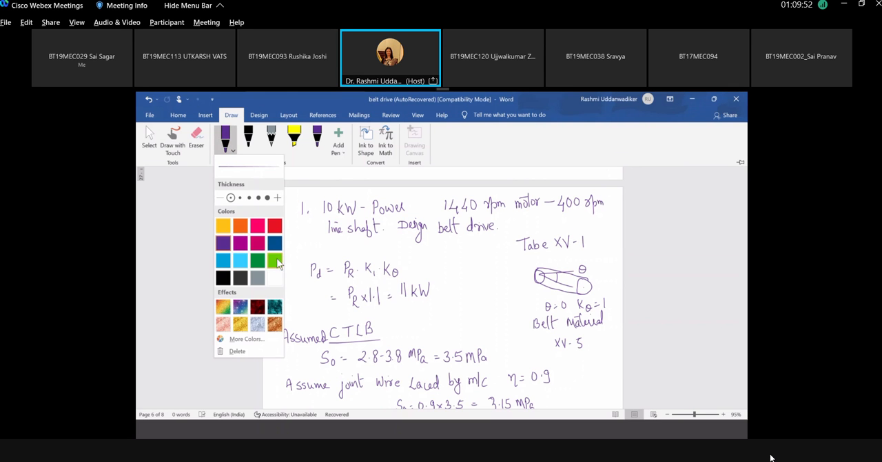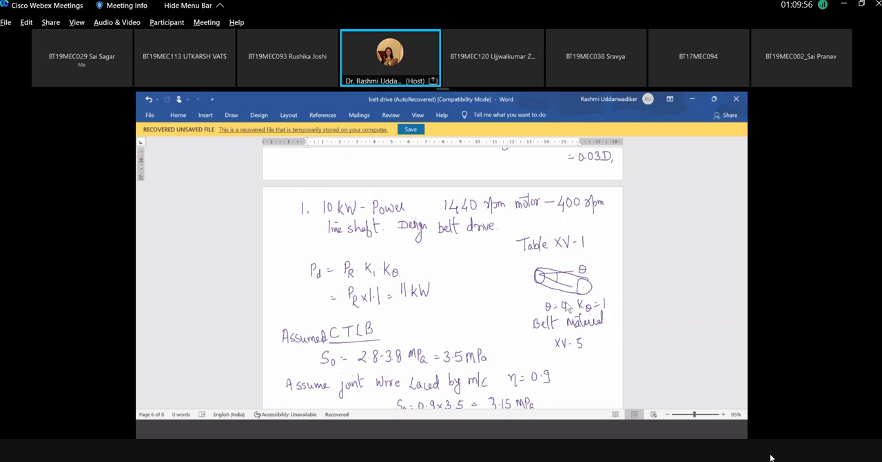Design power is rated power into the service factor. Theta, we are assuming it to be horizontal, and so K theta is taken as 1. You are free to pick up if it is specified in the problem what is the value of theta. So this design power comes out to be 11 kilowatt.